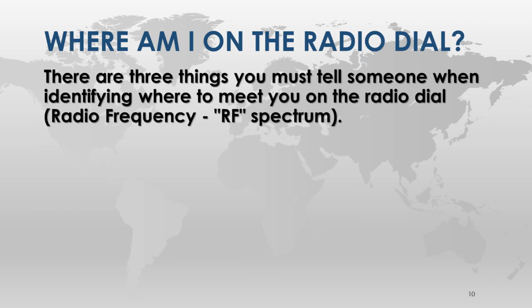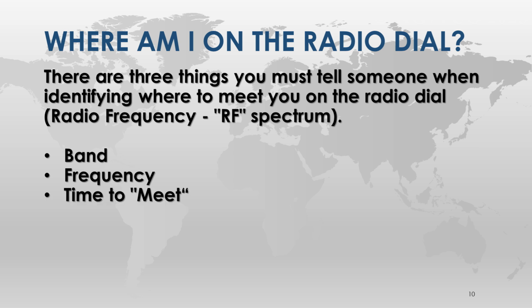Where am I on the radio dial? There are 3 things you must tell someone when identifying where to meet you on the radio dial. The radio frequency or spectrum, where you're at, 2 meters or 440 or whatever. The band, the specific frequency. The time, kind of important. Fridays at 8 o'clock, on the Peak Radio Association.